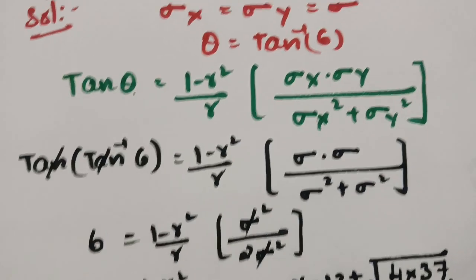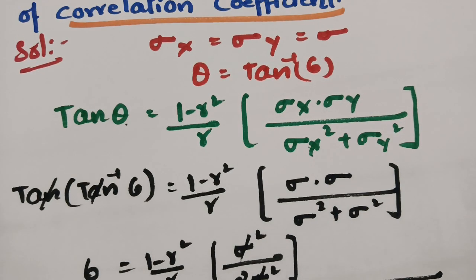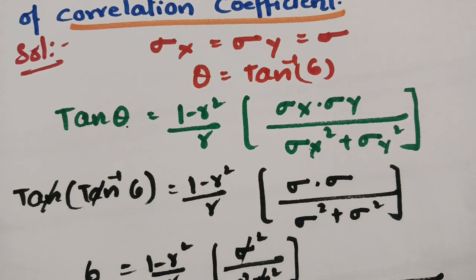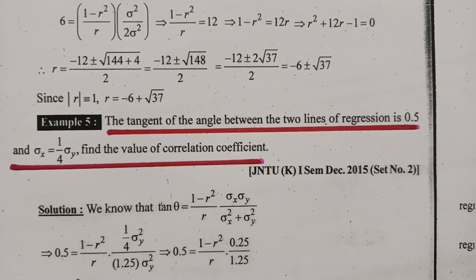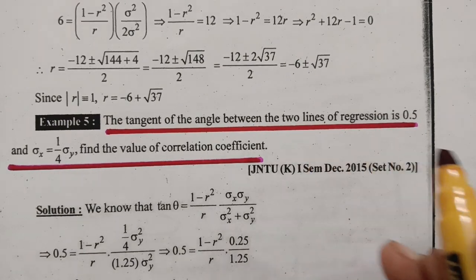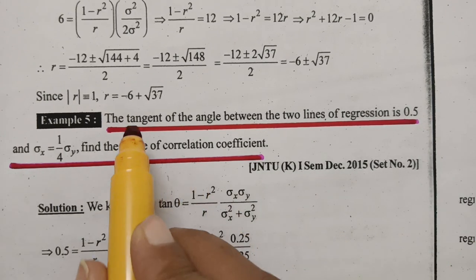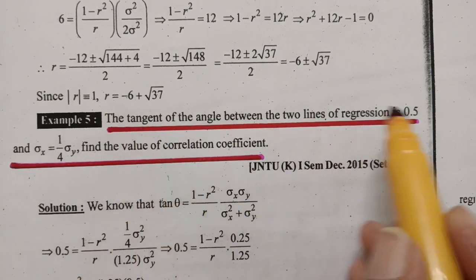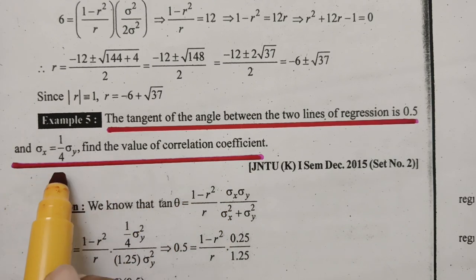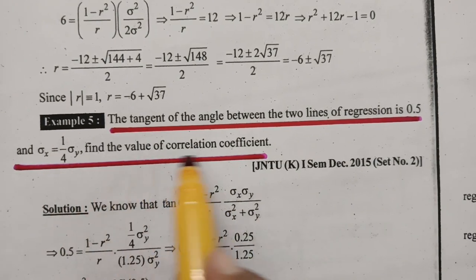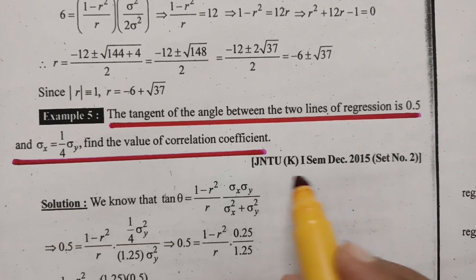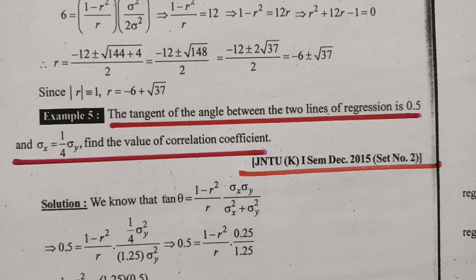And the next question here from the textbook is also very important. See here, the tangent of the angle between the two regression lines is 0.5. The tangent is given, tan theta is given as 0.5, and sigma x is given as 1 by 4 into sigma y. And now we have to find the value of the correlation quotient. This is also a very important and repeatedly asked question.